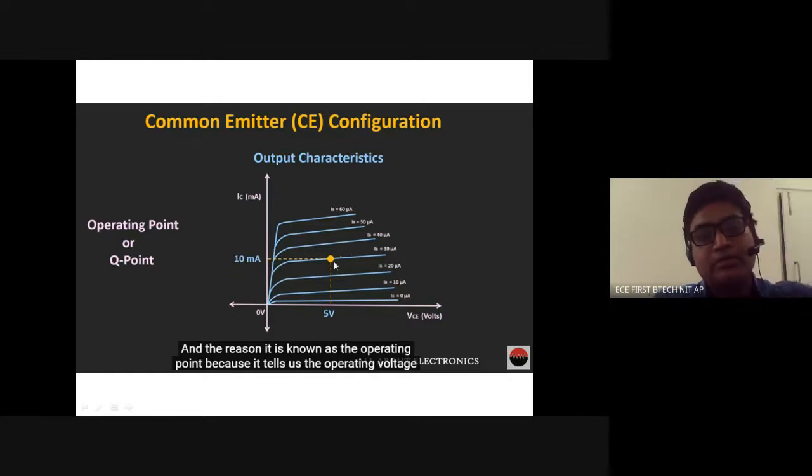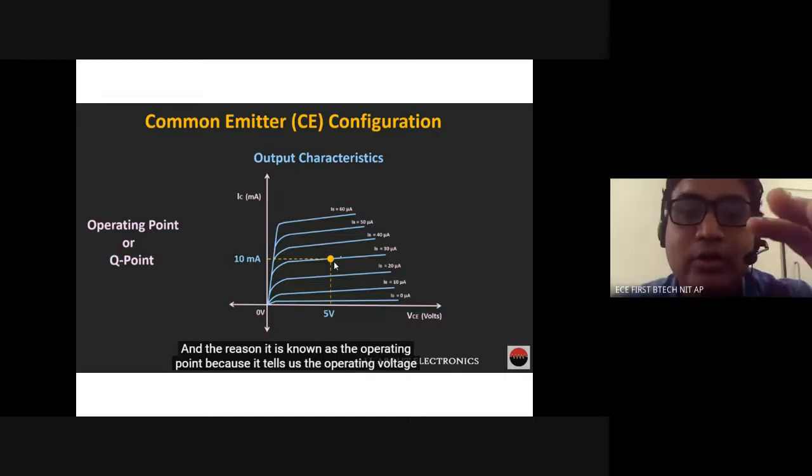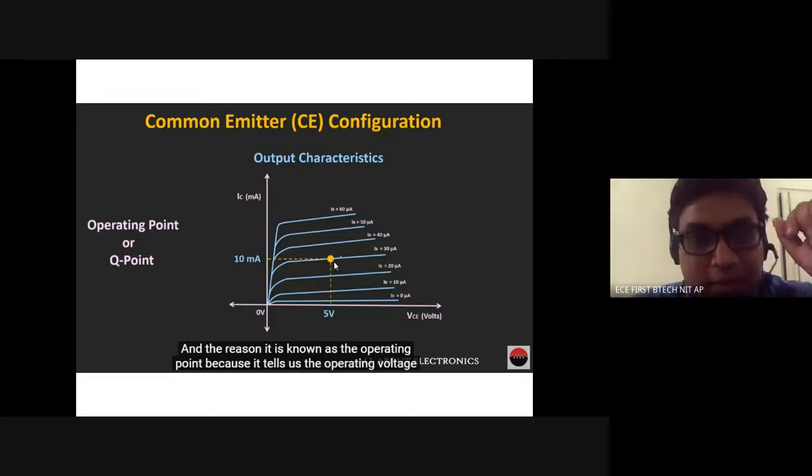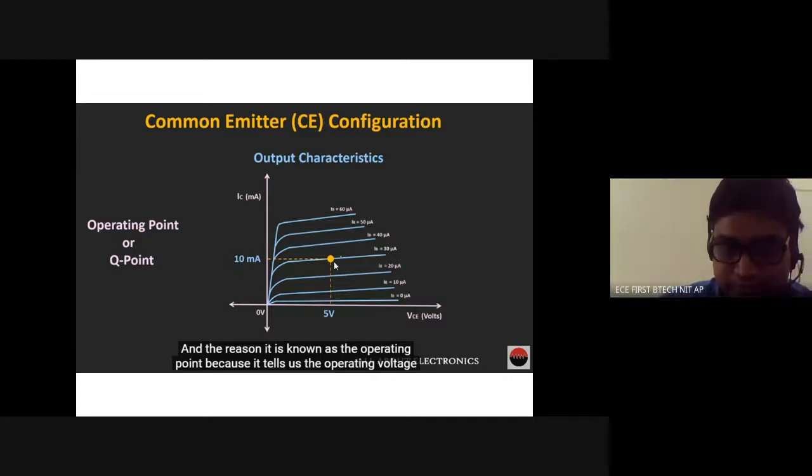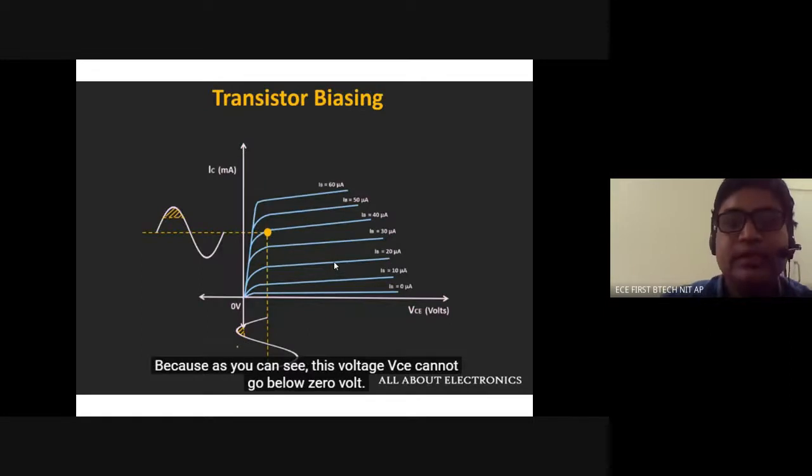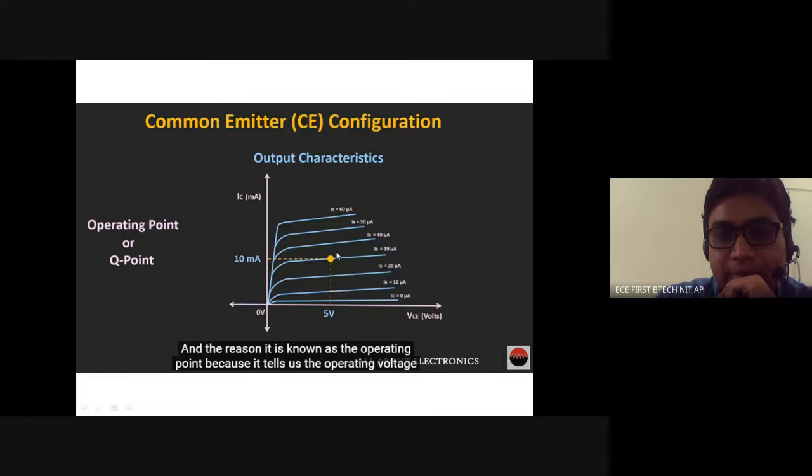But why is this operating point so important in a transistor? Because we need this Q point or operating point to be stable. It should not fluctuate. Only then can the transistor be used as a perfect amplifier. Why is it so? Now let's see. Here my Q point or operating point is somewhere here, right?